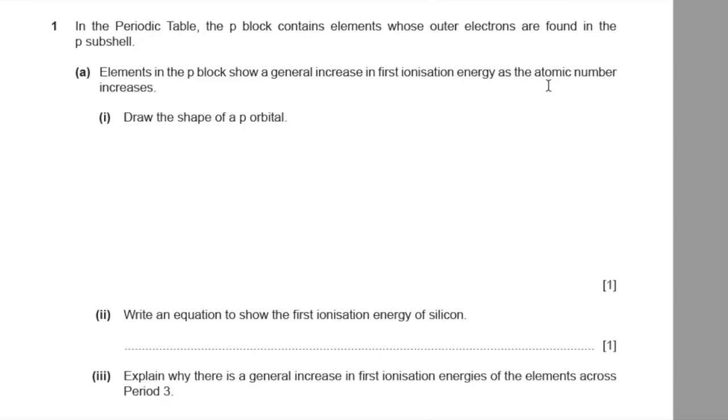Part 1. Draw the shape of a P orbital. So a p orbital has a shape of a dumbbell.